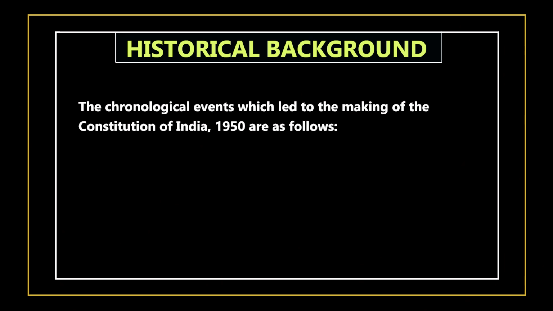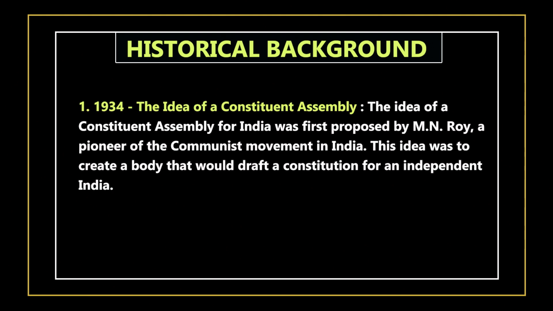Coming to the historical background of the Constitution. The chronicle events which led to the making of Constitution of India 1950 are as follows. First is 1934, the idea of Constituent Assembly. The idea of a Constituent Assembly of India was first proposed by M.N. Roy, a pioneer of the communist movement in India. This idea was to create a body that would draft a constitution for an independent India.